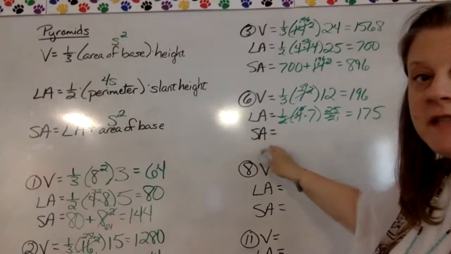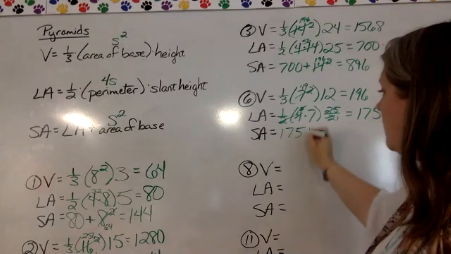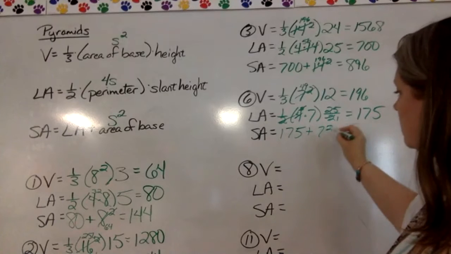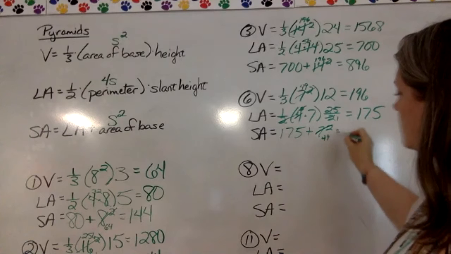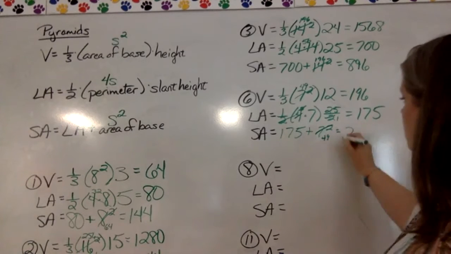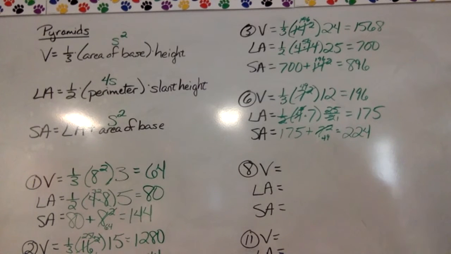Now my surface area is my lateral area answer plus the area of the base, which was 7 squared, which I went ahead and put in the answer. So I have 175 plus 49, which is 224. Okay. So make sure everybody's got number 6.